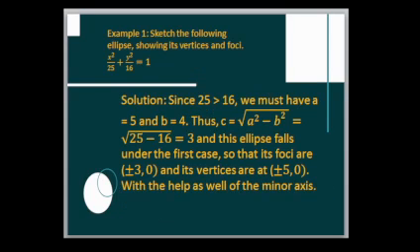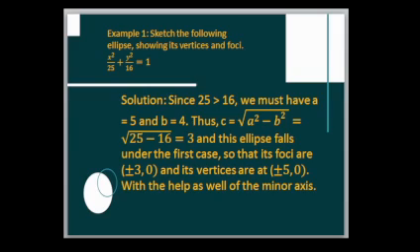Now we will proceed to example 1. Sketch the following ellipse showing its vertices and foci. The given equation is x squared over 25 plus y squared over 16 equals 1. You have to take note that the value of a should be the greatest. So since 25 is greater than 16, we must have a equals 5 because the square root of 25 is 5, and b equals 4 because the square root of 16 is 4.